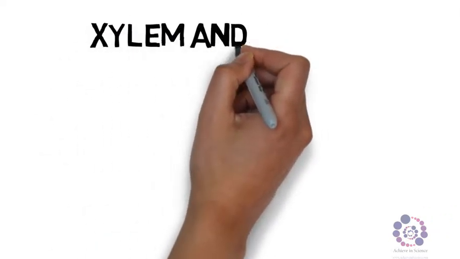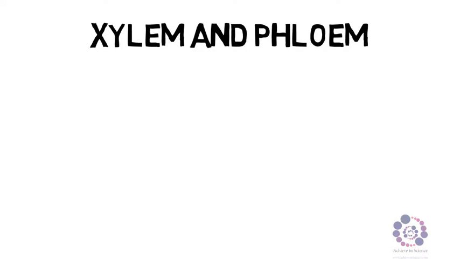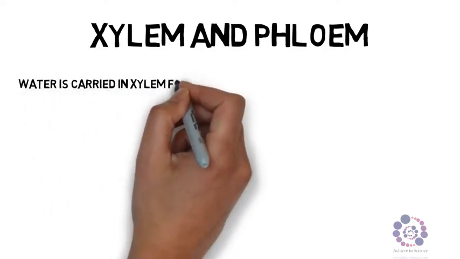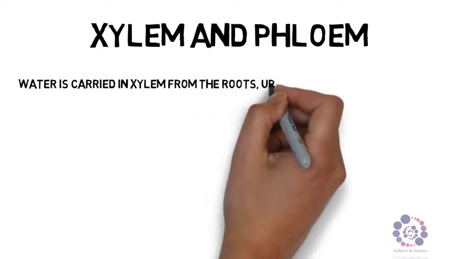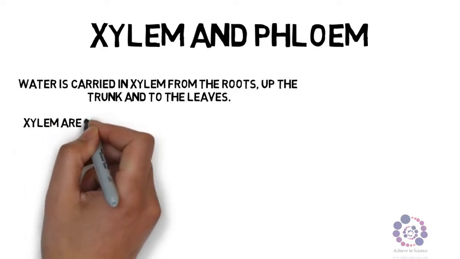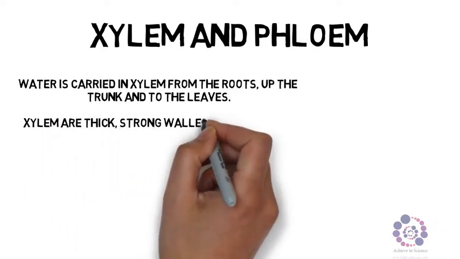Now if we have a closer look at the xylem and the phloem, and if we remind ourselves that water is carried in the xylem, and therefore that water is being transported from the roots up the trunk to the leaves. The xylem itself is thick, strong-walled, and not living.